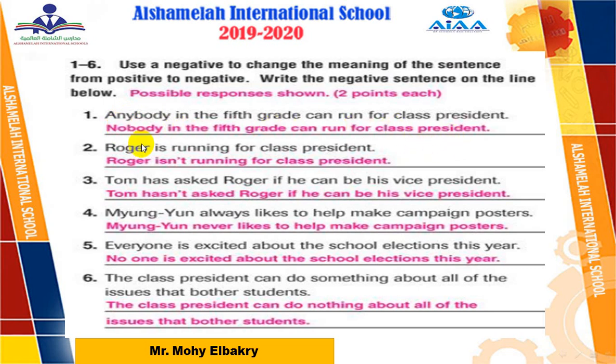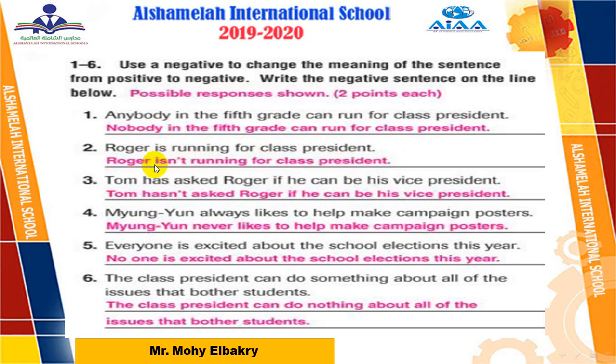And pay attention here, we have nobody, and as we said before, nobody refers to a negative. Don't use a double negative, so don't say nobody in the fifth grade can't run. It's wrong. So nobody can. Now let's move to number two. Roger is running for class president. Here is, so the negative will be is not, or as a contraction, isn't. Roger isn't running for class president. So here isn't running. Okay?